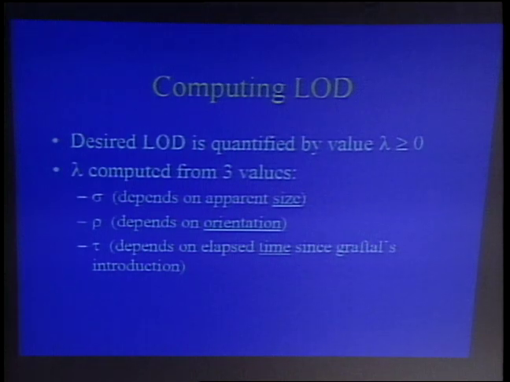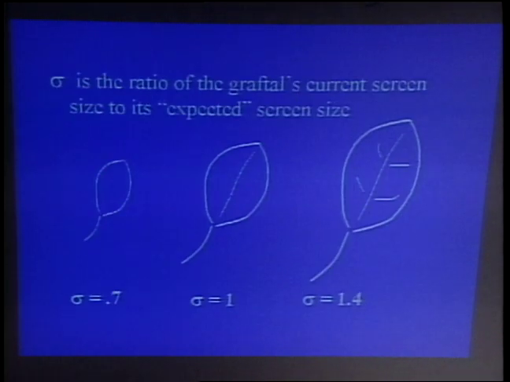Sigma has to do with size, rho has to do with orientation. So sigma, size. The designer would start by designing a graftal, say, the one with all the detail, the one you see there on the right. But then they'll say, typically on screen, I expect it to be about this size. That would be about the right level to be looking at it.